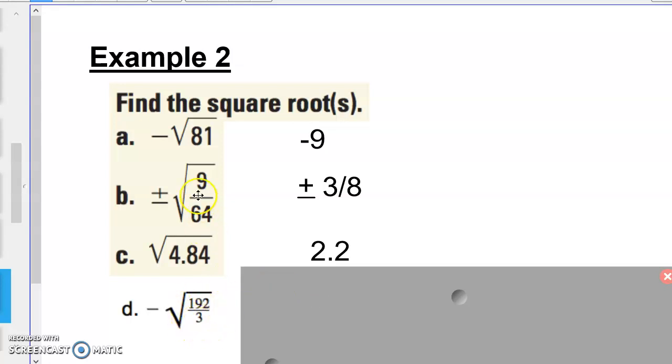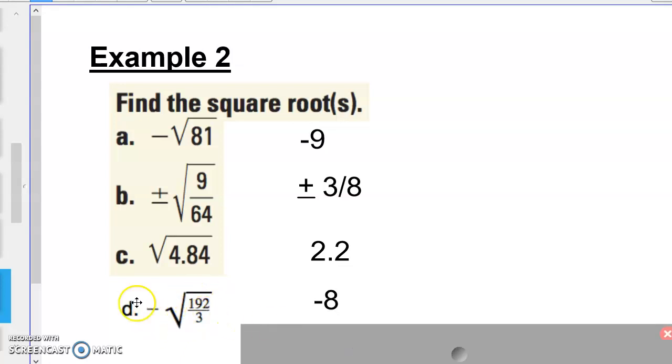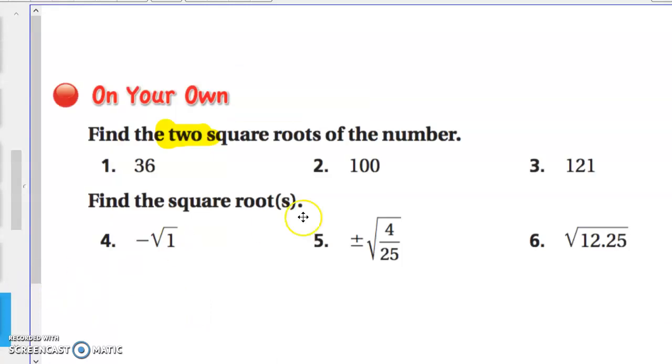Now this one's kind of tricky like this one was. 192 and 3 are not perfect squares. So what you want to do is take 192 divided by 3. And that then gives you 64. So now you want the negative square root of 64, which of course would be negative 8. All right, please try these ones on your own, and then we'll come back and check to see how you did.